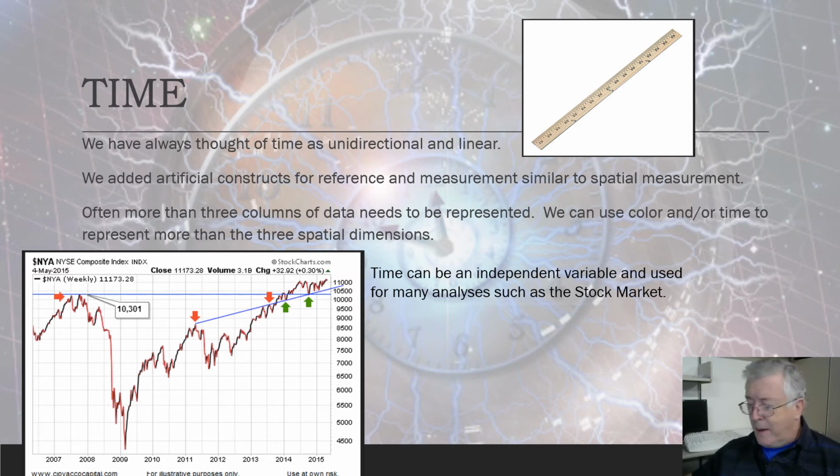And I wanted to stop here just for a second and say that time can be used as an independent variable, and it is used for many analyses when you're talking about variables that change through time. So you have some variable that you measure, and that variable is dependent upon time, which is your independent variable. And you can see here on the right, this is a short graph of the stock market.